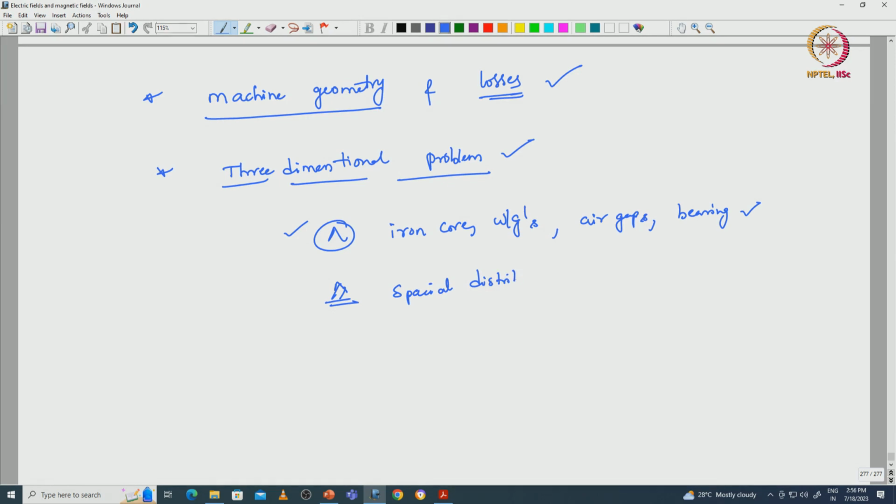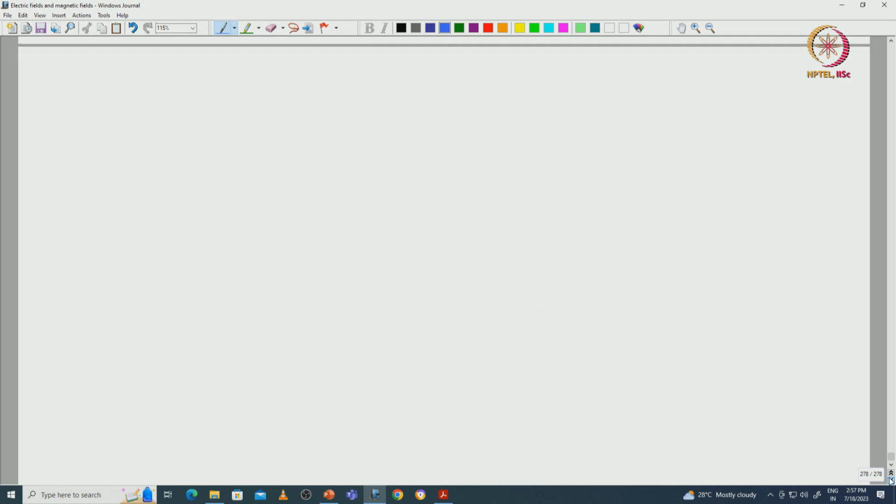Spatial distribution with respect to the contact surface of the machine. So, with respect to the different distributions of heat, we have to define the thermal cooling mechanism or heat removal method, which may be conduction, convection or radiation. Next, we will discuss the thermal limits with respect to the insulation.